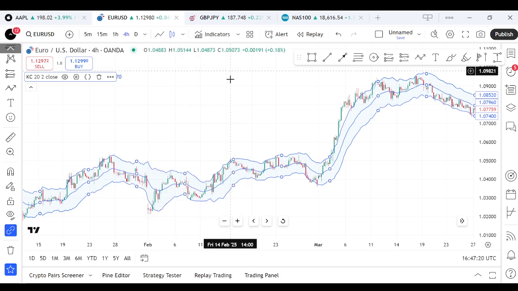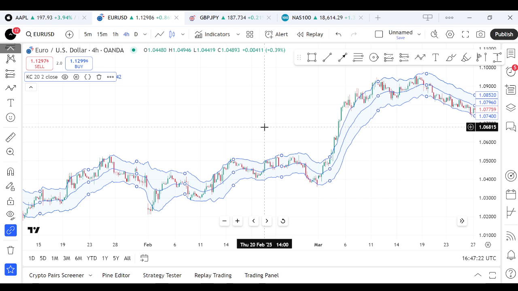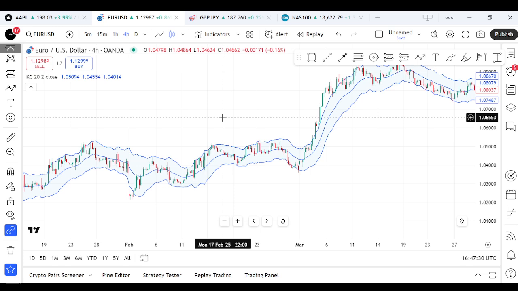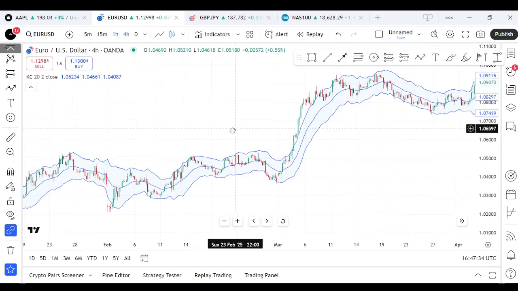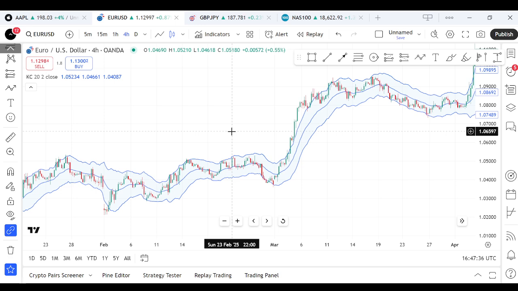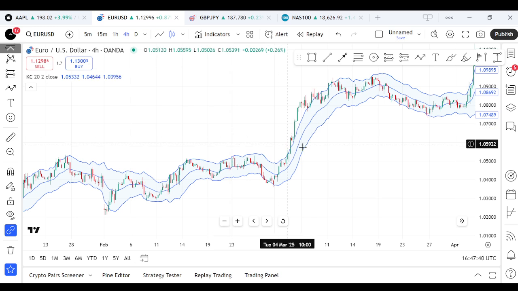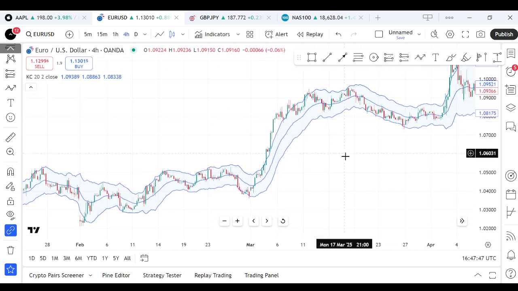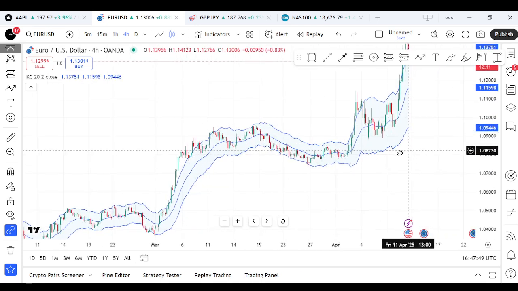What sets the Keltner channel apart from other indicators like the Bollinger Bands is its reliance on ATR instead of standard deviation. This makes it more responsive to true price volatility rather than statistical deviations. Also, the width of the channel adjusts dynamically based on market conditions, expanding during high volatility. You can see it expanding during a high volatility market.